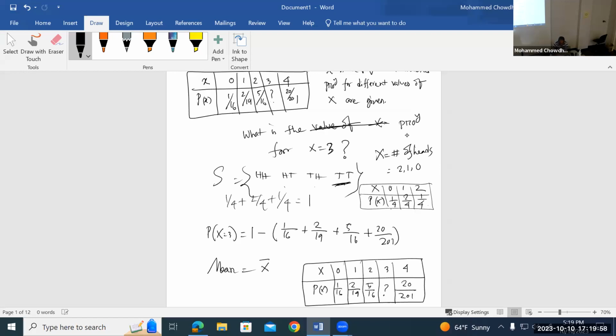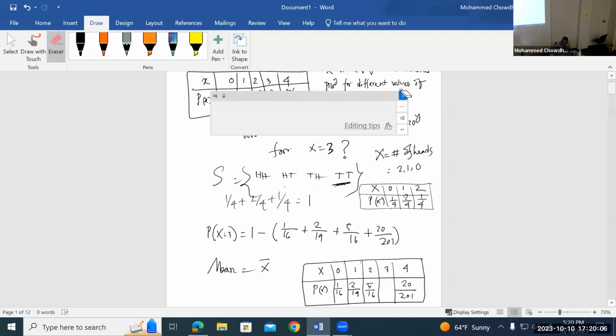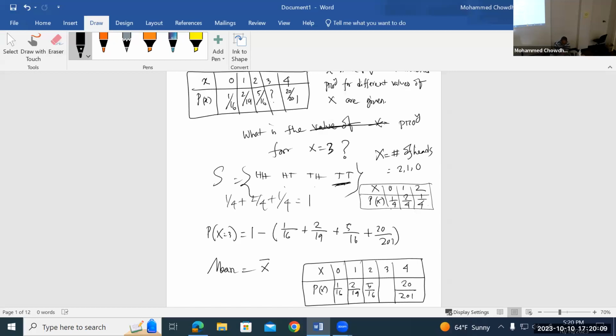What is that value? Can anyone of you compute that value and let me know what this is? It's 0.42. How many decimals? Yeah, 0.42, right? That's it.